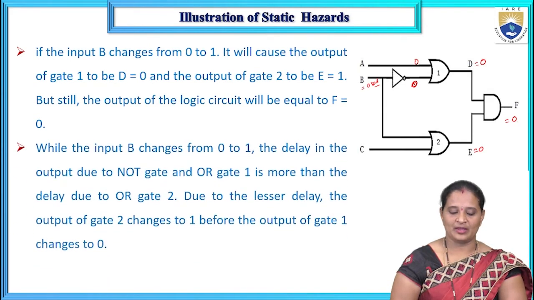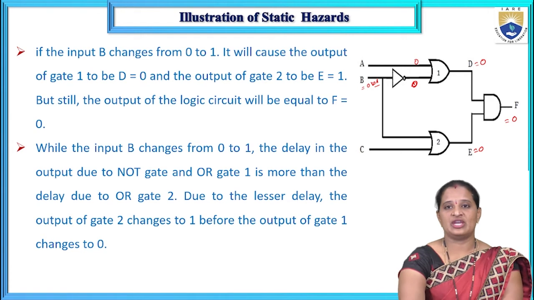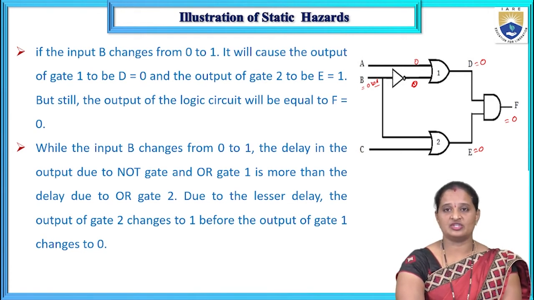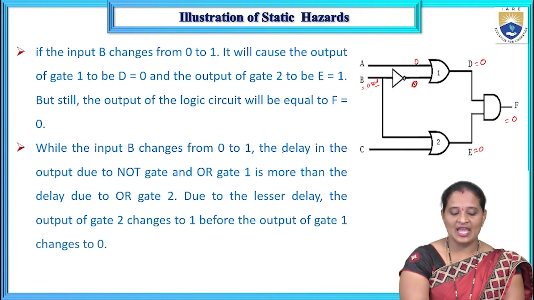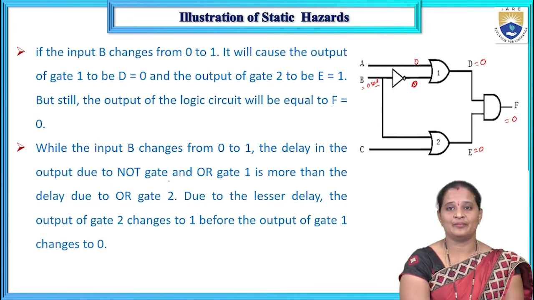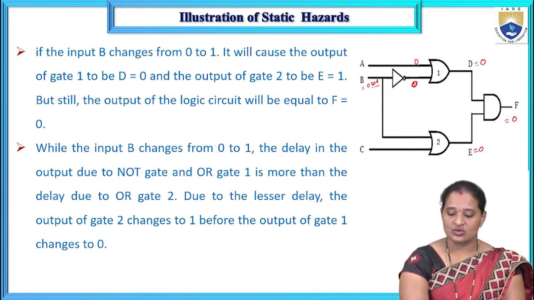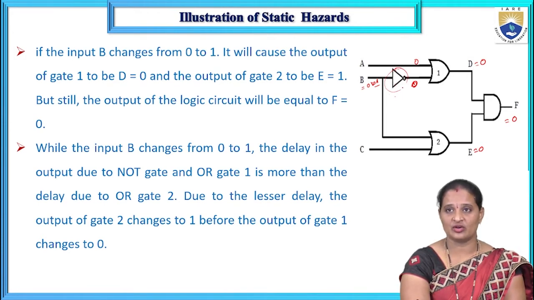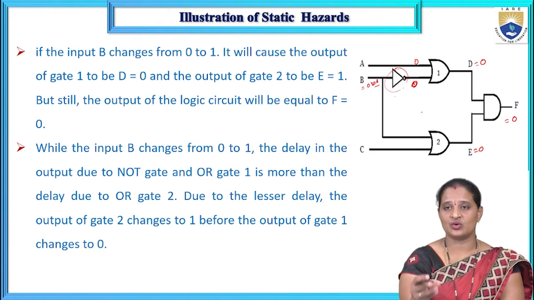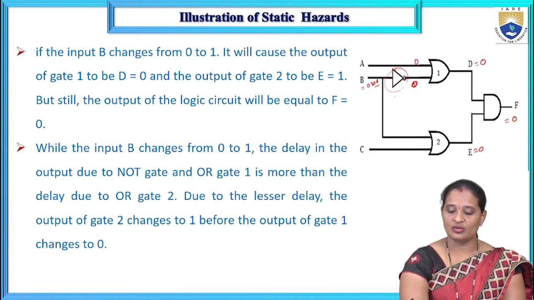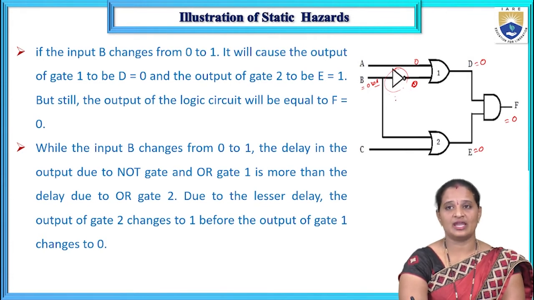But what is happening? While the input B changes from 0 to 1, the delay in the output of the NOT gate and OR gate 1 is more than the delay in OR gate 2. Why? Because the OR gate has to wait for the input which has to come from the NOT gate. B is first applied to the NOT gate, and every gate has its own propagation delay.